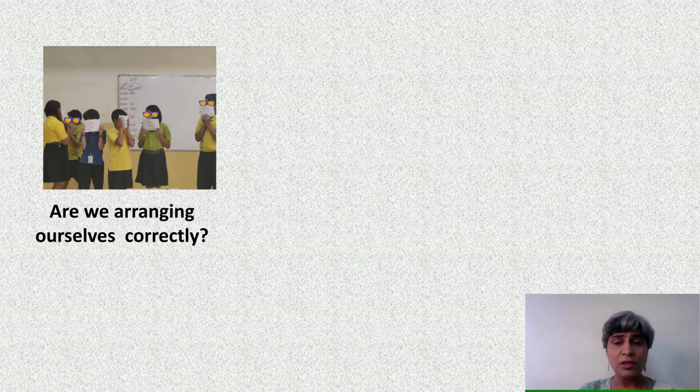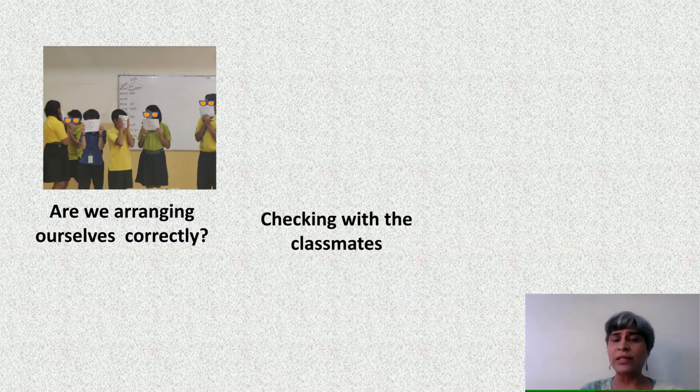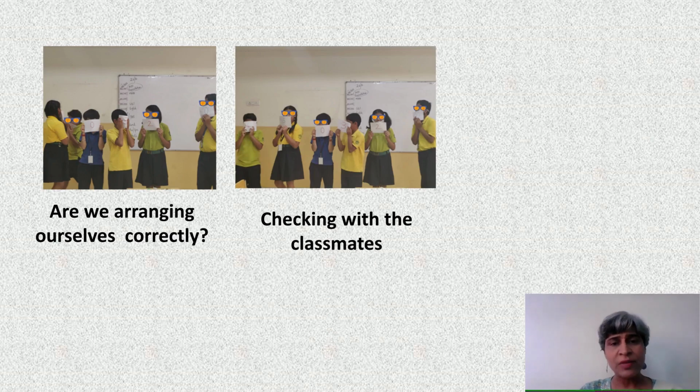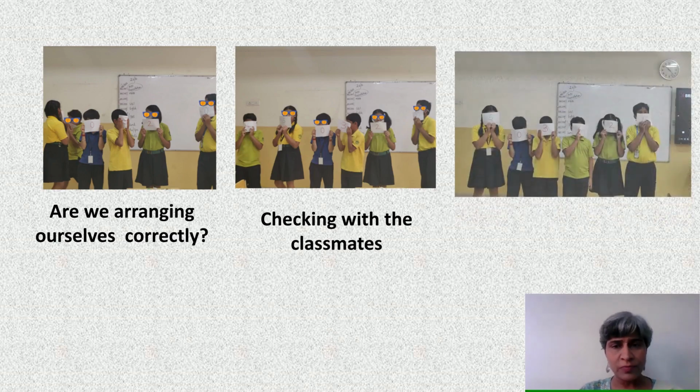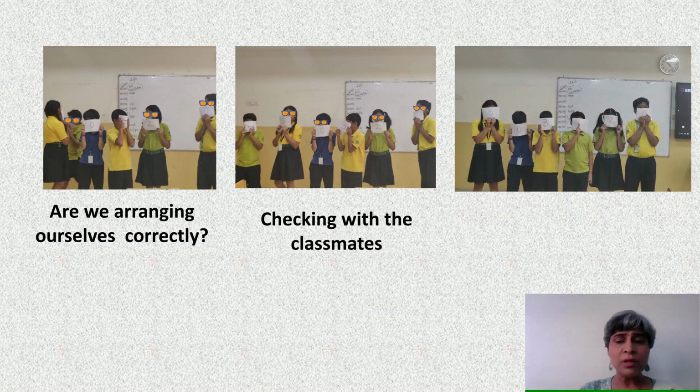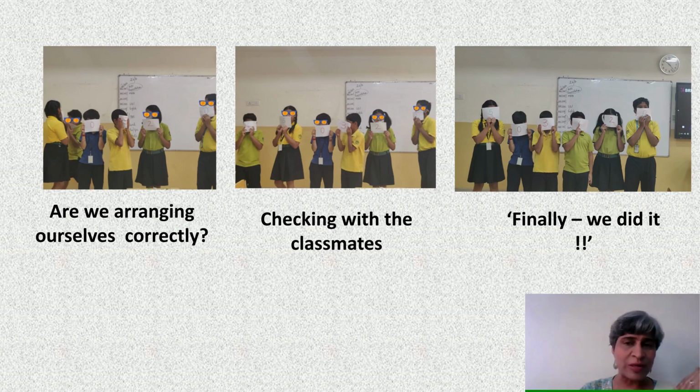Students discussed, talked with each other, deliberated, moved around to make sure that they were arranging themselves correctly and forming the correct number. This was done with minimum facilitation from the teacher. I was on the sidelines observing them. Finally, they realized yes, they did it, and their classmates who were sitting in front of them confirmed that yes, this is the right number. This part of the activity helped reinforce the concept of place.